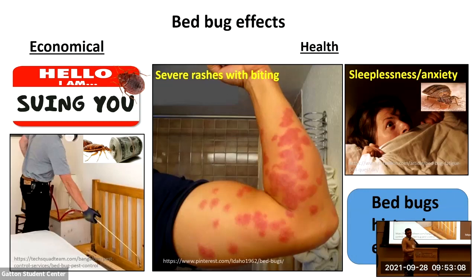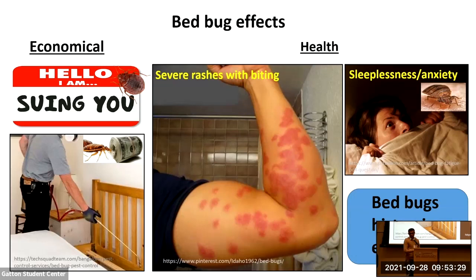And not only the rashes, when people feel like they have a bedbug in their home, even with a single bedbug, they cannot sleep in the nighttime. And they develop sleeplessness, also anxiety, and many other mental impacts, and they have visited different hospitals for solving their problems.